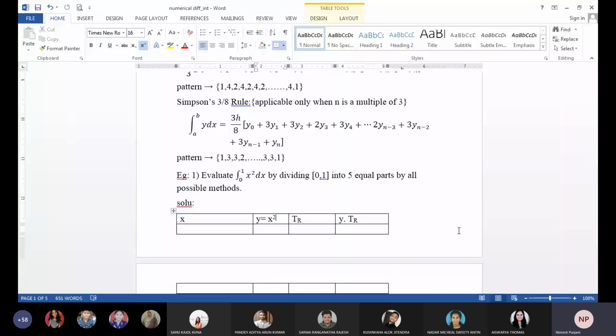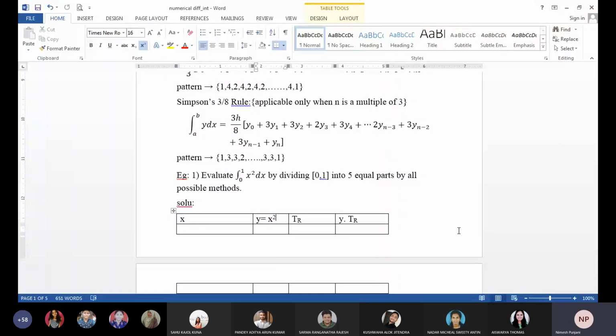But the reason for doing this is, when you solve two sums whose answer we already know, you will get an idea of what is the significance of your n. Okay, what is the significance of n? So at present we are supposed to evaluate 0 to 1 x squared by dividing the interval 0 1 into 5 equal parts by all possible methods.